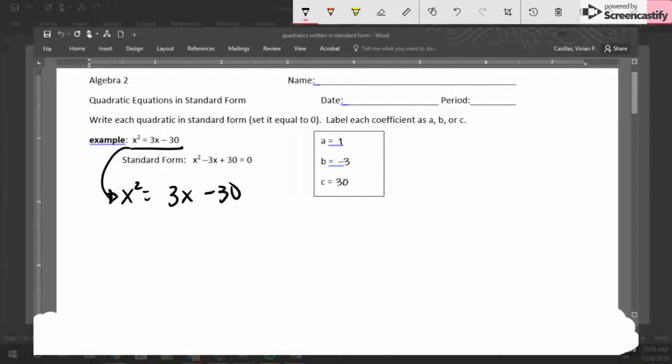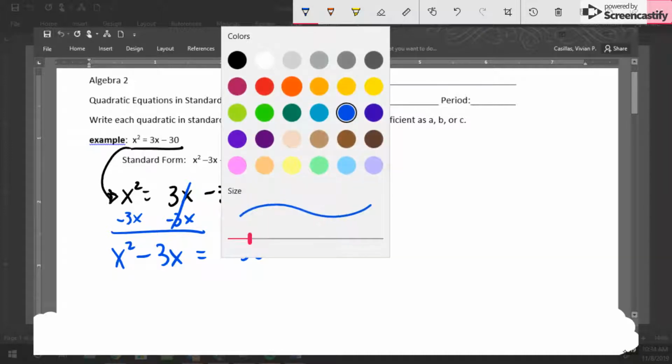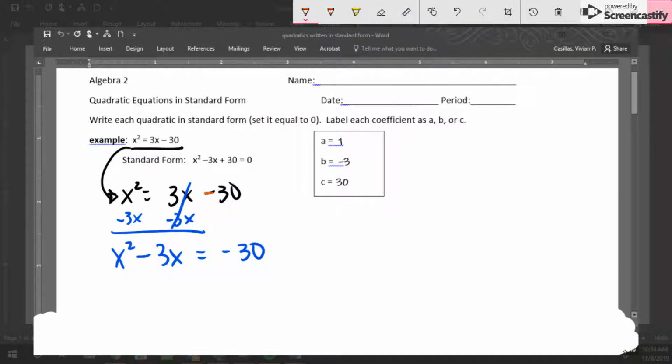I like having x squared positive, so I'm going to subtract 3x from both sides. The 3x and x squared don't go together, so it's really x squared minus 3x. You cannot combine these. They are not like terms. Then I have it equal to negative 30 because it's a negative. Remember to bring down the sign.